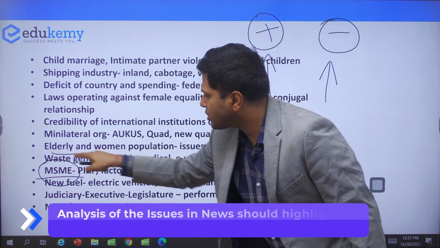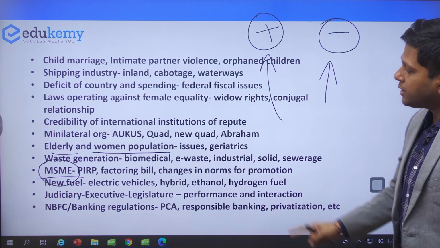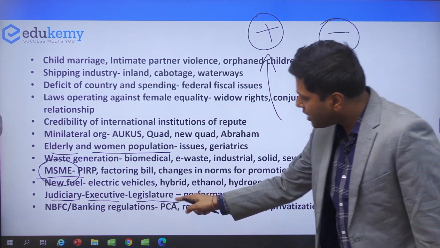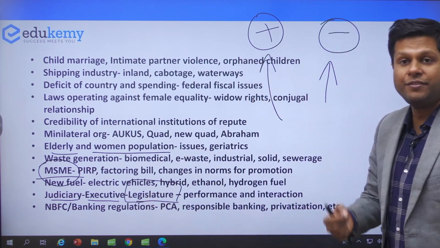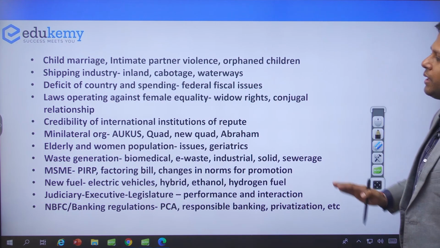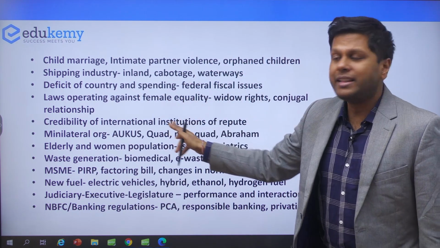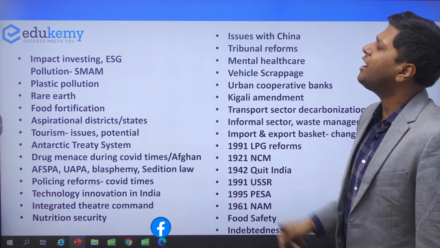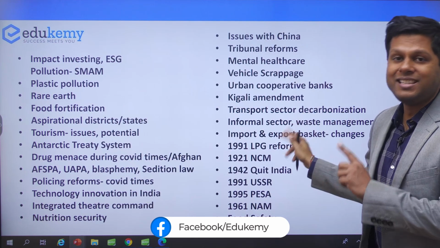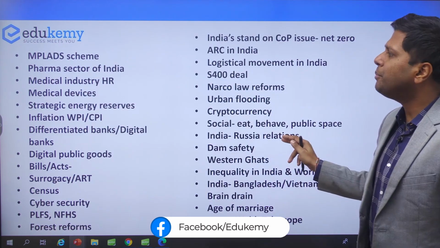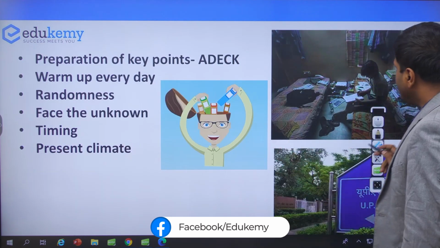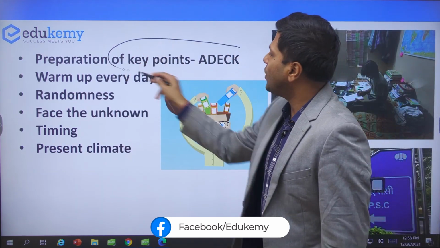Similarly, elderly population and women population in the country, the relationship between judiciary, executive and legislature, the reforms that have been suggested in parliament functioning, inefficient functioning of the parliament, right? So these have become very important topics. See, these are the themes that have been very, very important in the last 7-8 months, right? All these themes. So we select these themes first. Even now it is possible, you select these themes. Selection I have already done for you. What you got to do is prepare the key points related to all these themes.